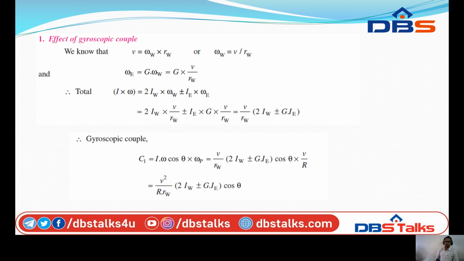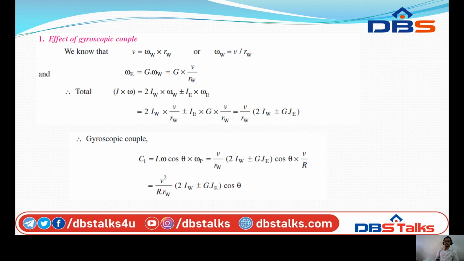But the precession axis is vertical, therefore the spin vector is resolved along OX. The gyroscopic couple C1 is equal to I omega cos theta into omega P, which is V by RW into 2IW plus G IE into cos theta into V by R. So finally we get the formula V square by RW R into 2IW plus or minus G IE into cos theta.